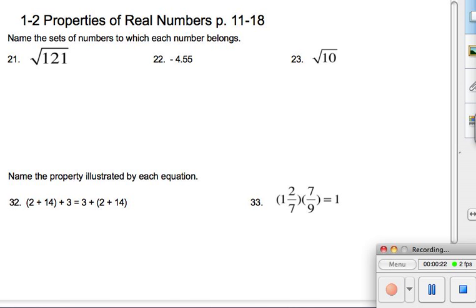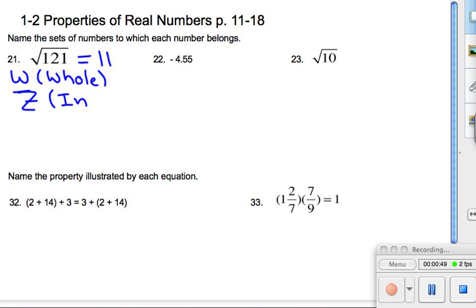First one I picked was problem 21, which is the square root of 121. Just because you see a square root does not automatically make it an irrational number. Check, see if it comes out nice on the calculator. When I plug it in, I get 11. 11 is a whole number, which your book will use a W for. It's also an integer, which they use a Z for, because it's a positive, negative number, no decimal, no fraction.